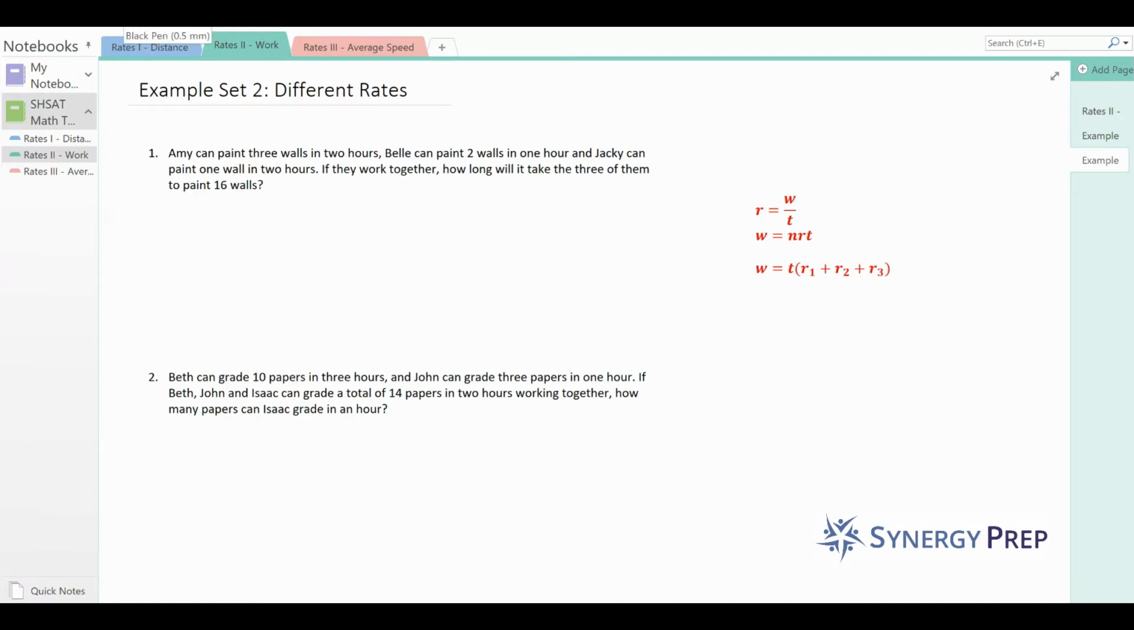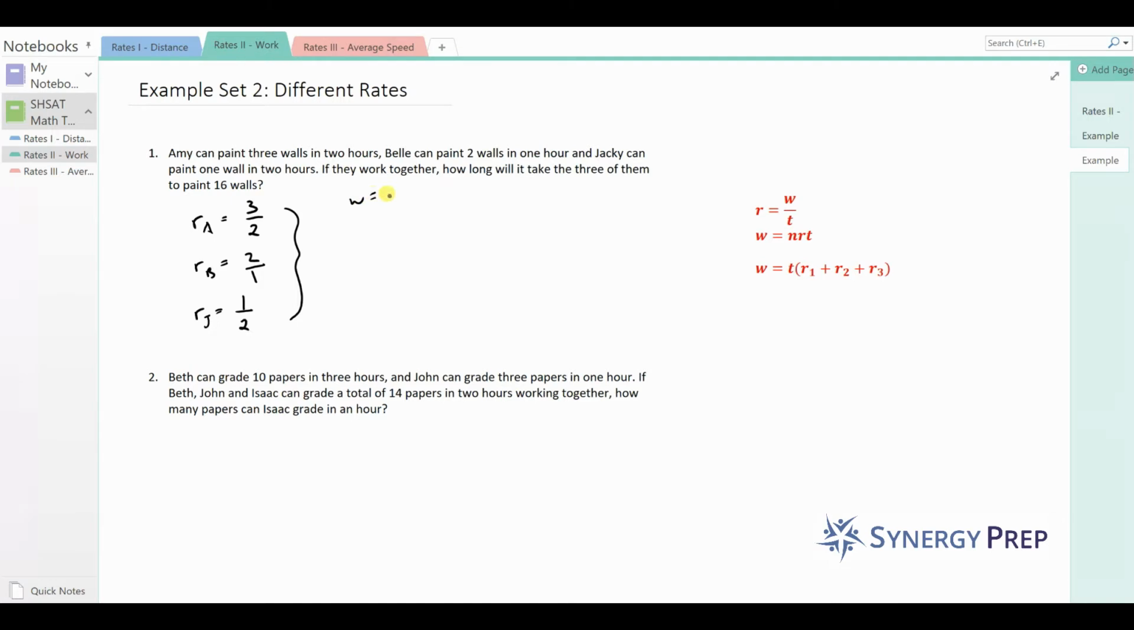Amy can paint 3 walls in 2 hours. So RA is equal to 3 walls over 2 hours, so 3 over 2. Belle can paint 2 walls in 1 hour. So Belle is going to be 2 over 1. Jackie can paint 1 wall in 2 hours. So Jackie is 1 over 2. We have our equations, right? So if they work together, how long will it take the 3 of them to paint 16 walls?